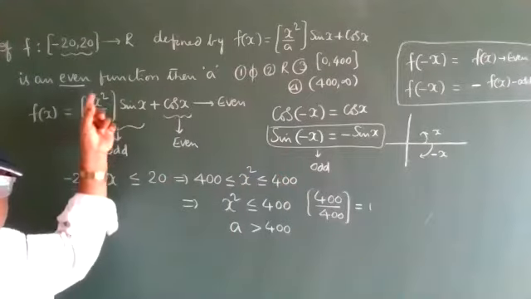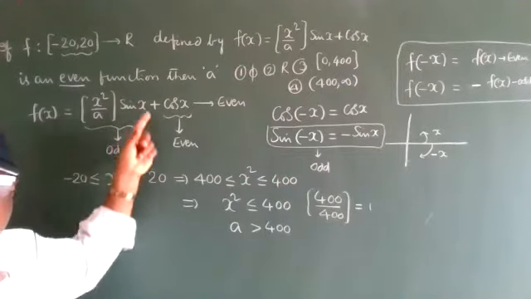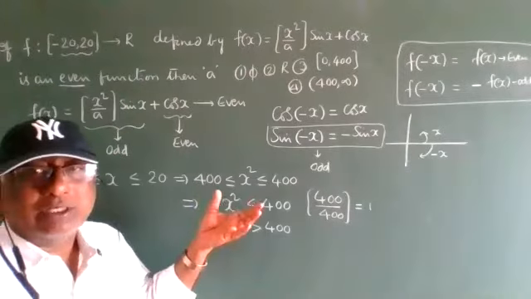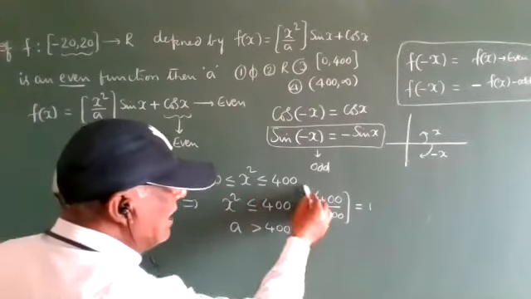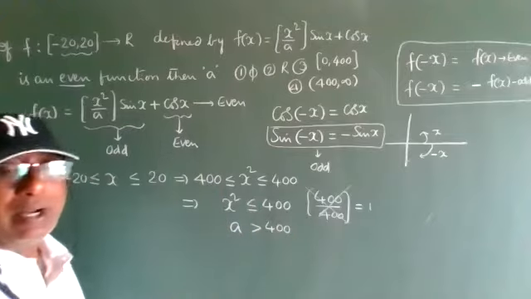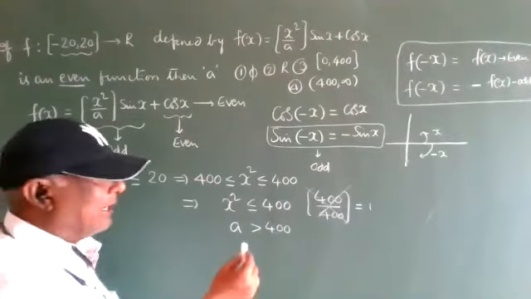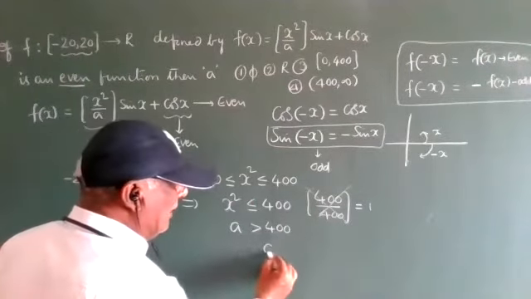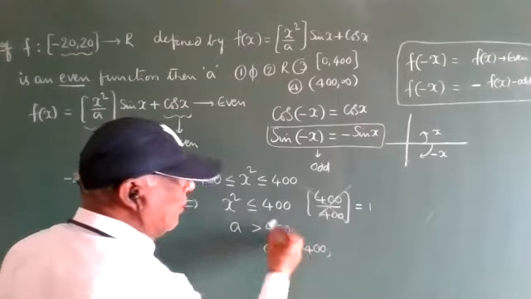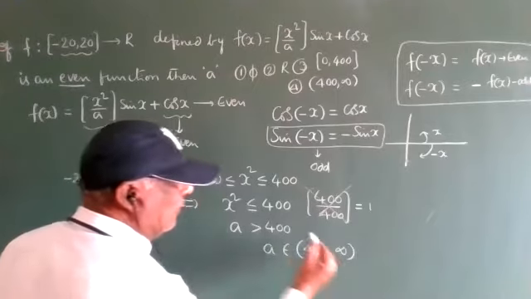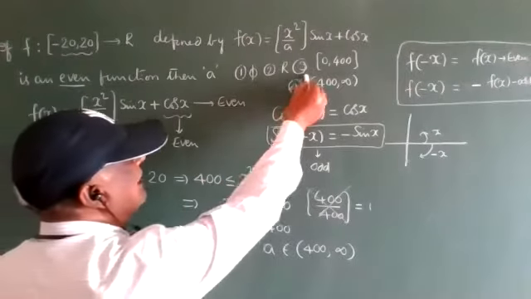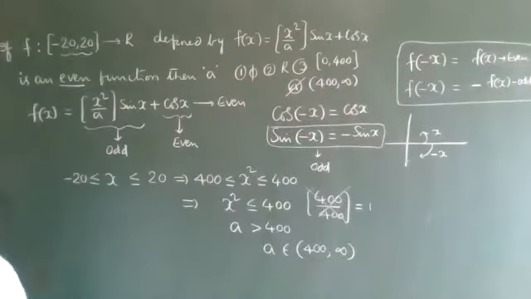Here we make it an odd function, make it a 0. For the odd function to be 0, a value below 1 is required. Therefore, this is not equal to 400. It is greater than 400. Greater than 400 means a belongs to the open interval from 400 up to infinity. Therefore, what option is the correct one? The fourth option is the correct one.